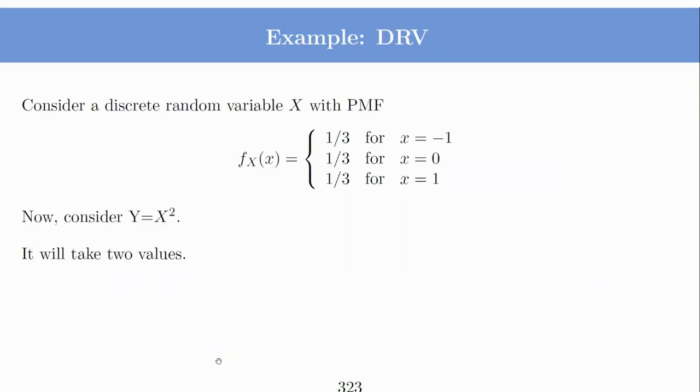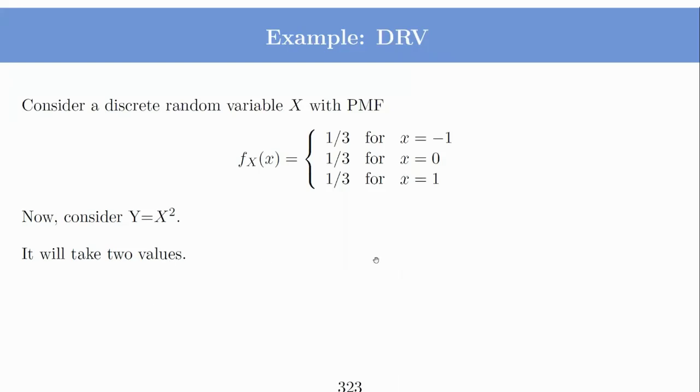Let us take one more example. Consider a discrete random variable X which takes three values, -1, 0, and 1, and they are equally likely. Each of them is 1/3. Now consider the same random variable Y equal to X square. What are the values Y will take? It's a square operation. So 0 will become 0, and -1 and 1 both become 1. Y actually takes only two values, 0 and 1.